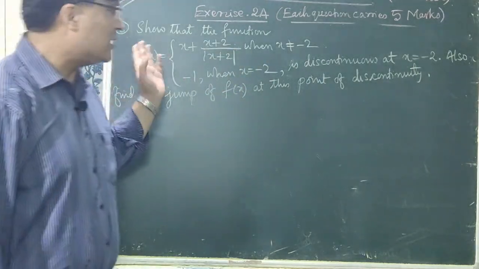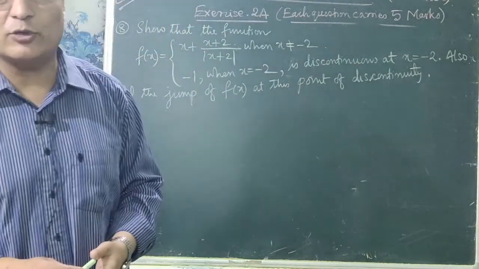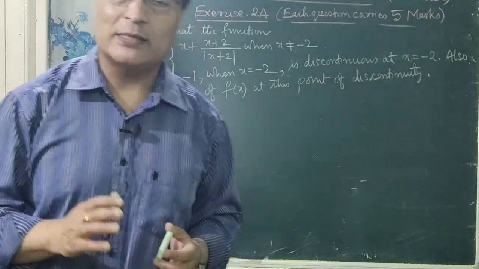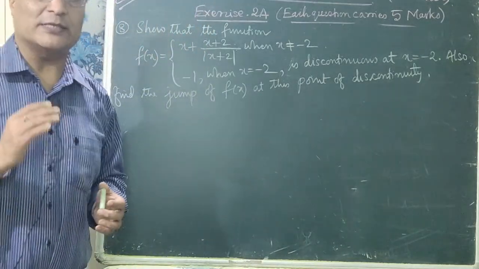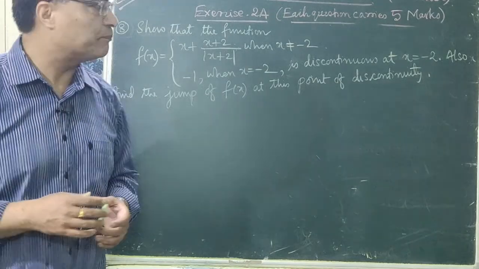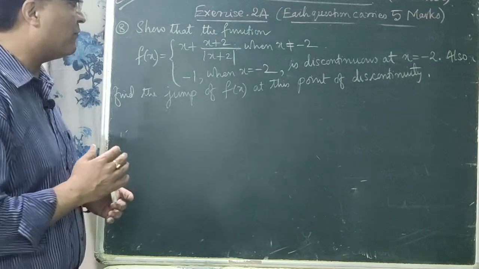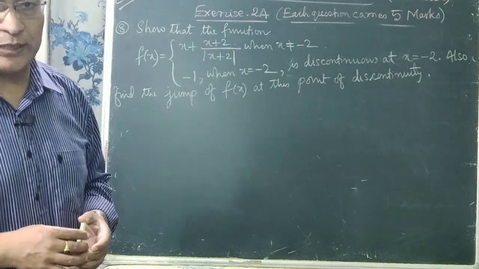You have to prove that this function f of x is discontinuous at x is equal to minus 2. You have to prove the first part, okay? And also you have to find the jump of f of x at this point of discontinuity.